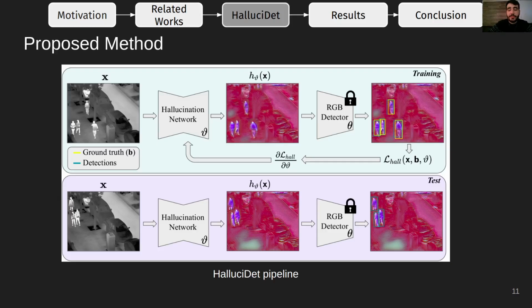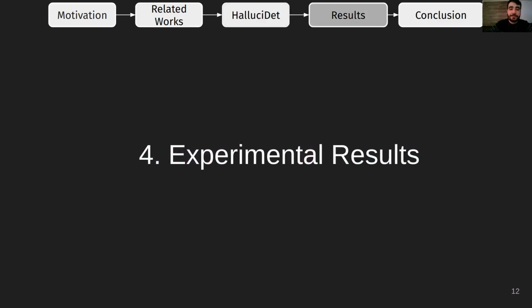HalluciDet is composed of the hallucination loss that is going to guide the knowledge from the RGB detector, which is frozen, and distill this knowledge to train the hallucination network that is responsible for the image-to-image translation. The hallucination loss is composed of a detection part and a regression part, and we use this to distill the knowledge of the RGB detector.